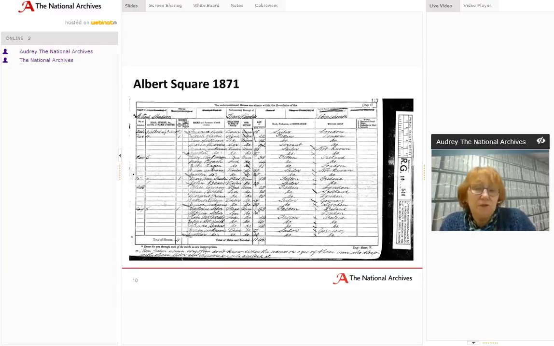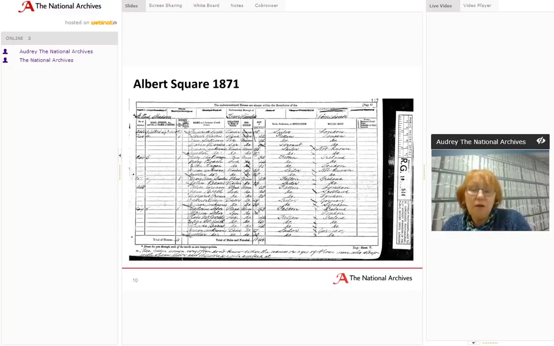This is Albert Square in the East End of London in 1871, and the returns there are a little on the patchy side because, well, it doesn't say what the establishment was, but the head of the household was described as brothel keeper, so you can work it out from there. And the details about the various men, who are mainly sailors, and the other inhabitants, the female inhabitants, are described as fallen, an abbreviation for fallen women, nice Victorian term there.